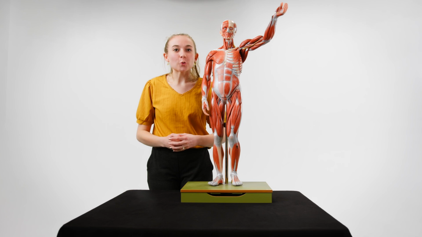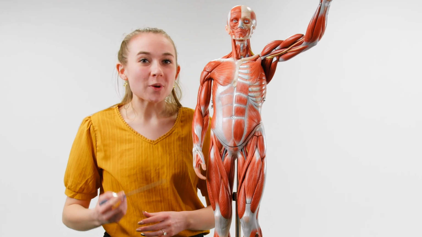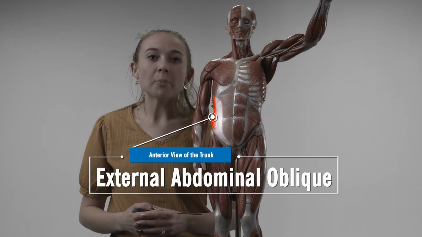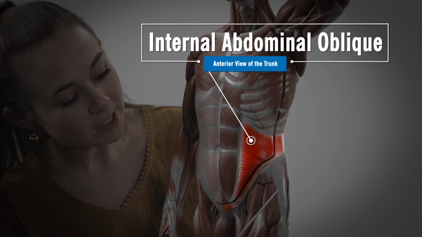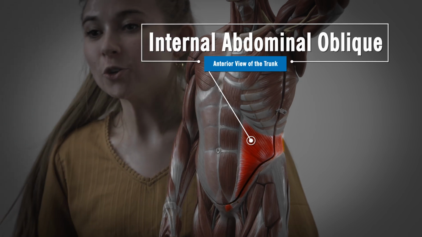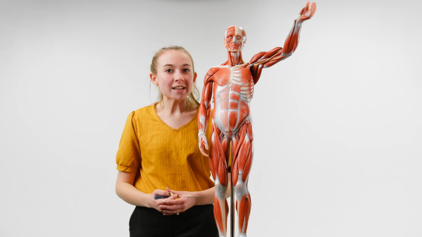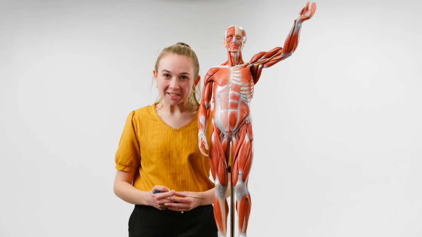For this video, we'll be looking at the anterior muscles of the trunk. To start, we have this large covering here, which is our external abdominal oblique. Just deep to that, shown on this side, is our internal abdominal oblique. The layering here is where the names come from and will be helpful in knowing the difference between the two.